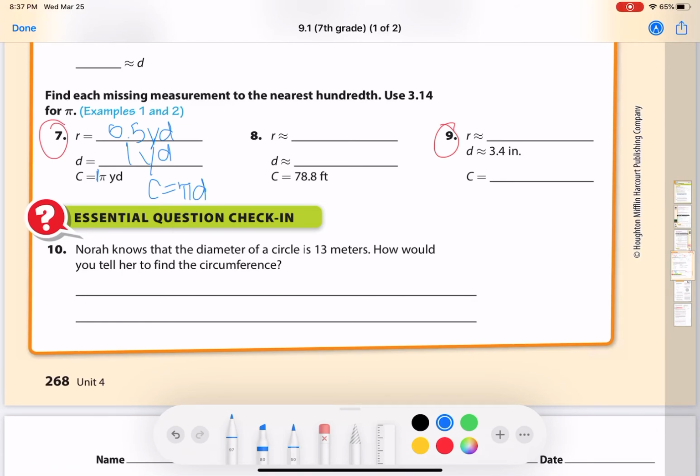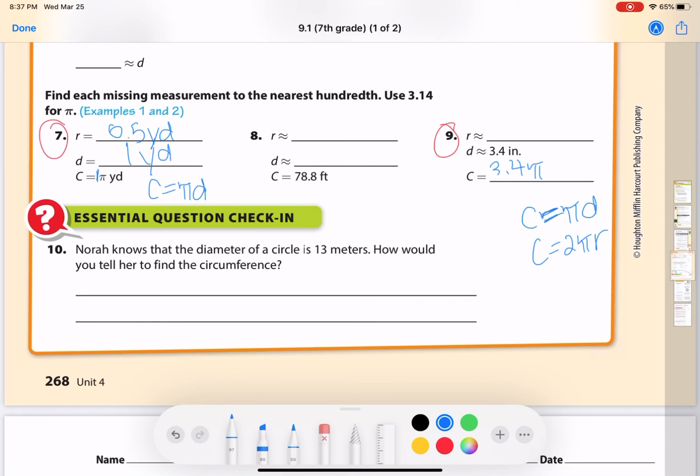All right, number 9. We're given the diameter in this problem. So we know that our formula is going to be 3.14 pi, but we can also write it 2 pi r. So let's do a little example of that one.